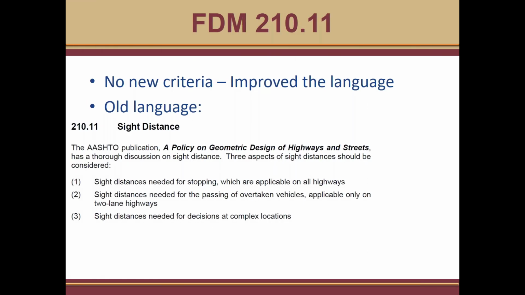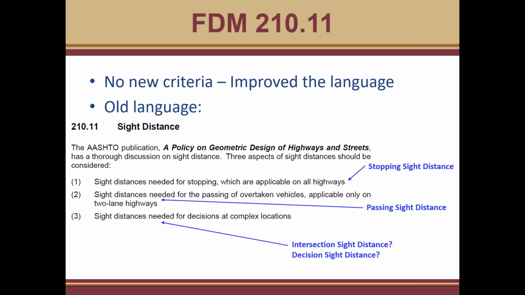FDM 210.11 is the section on sight distance. As you know, there are many different types of sight distances, including stopping sight distance, intersection sight distance, passing sight distance, and decision sight distance. The previous version of this section didn't specifically define any of these terms. In fact, the third item in this list could imply either intersection or decision sight distance. The first two items in the list are pretty obvious, but the last one could be referring to a couple of things.